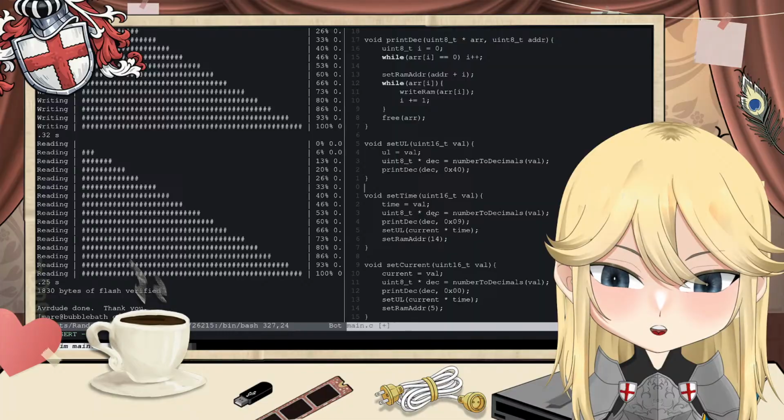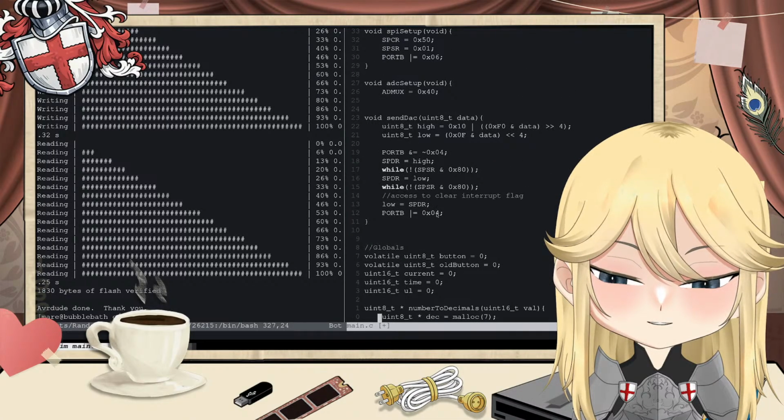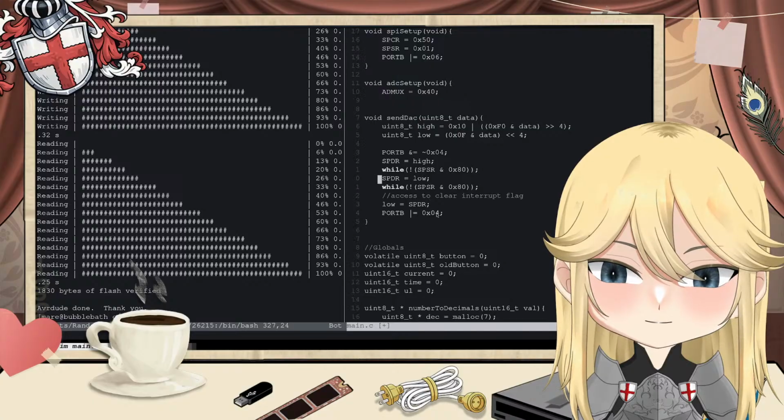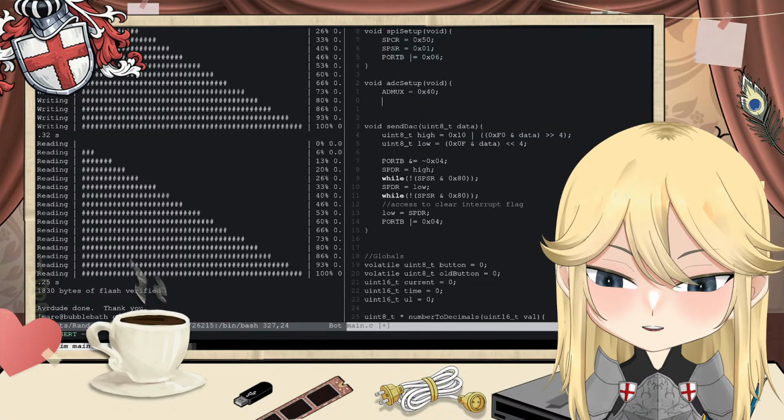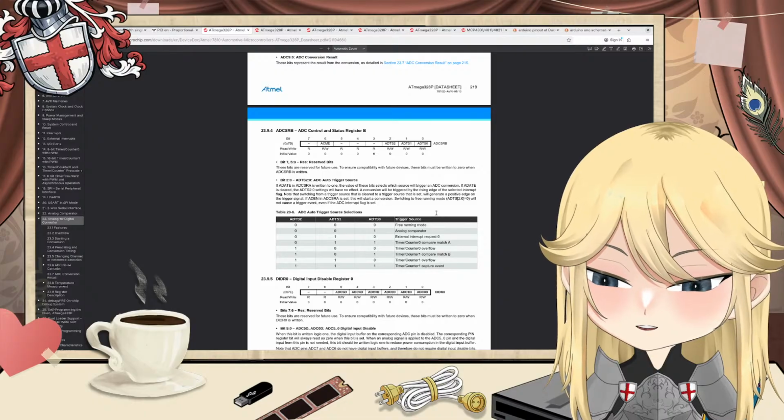Where's my vector? Compare match A, timer 0, compare A. So let's set that to 3. ACME. What is ACME?